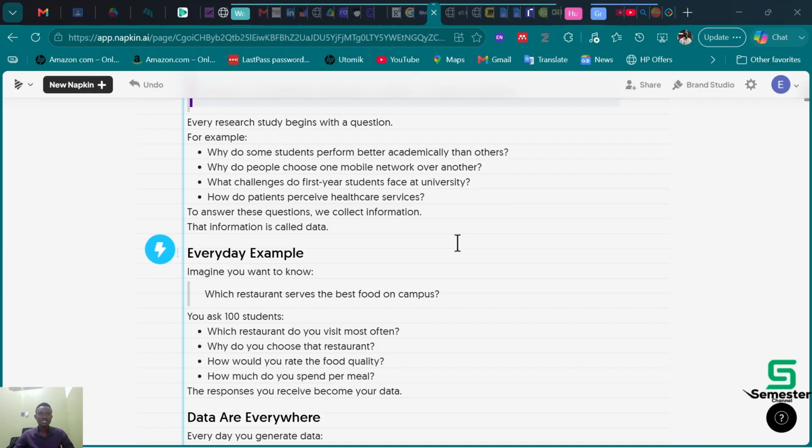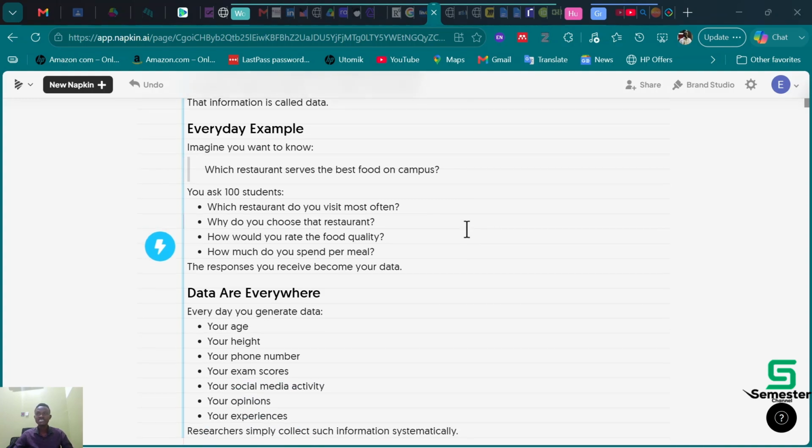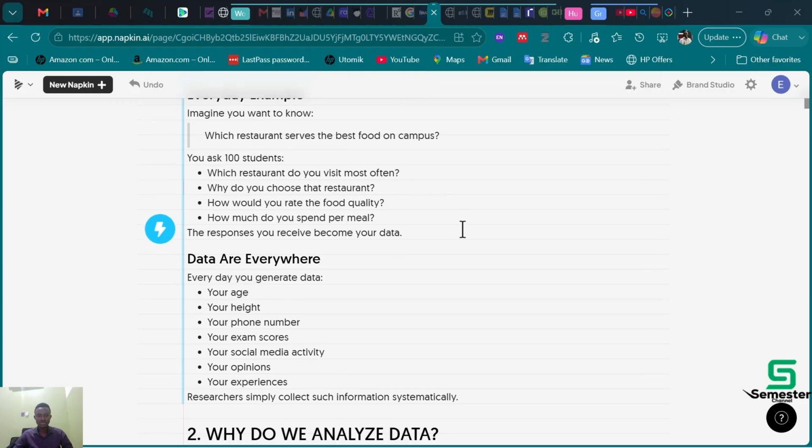So let's use an everyday example. Imagine you want to know which restaurant serves the best food on campus. What do you have to do? You know that you have to ask students. So let's say your sample size is 100 students, right? So you have to know which restaurant you visit most often. That's the question you would probably be asking these students, right? The next will be, why do you choose that particular restaurant? How would you rate the food quality? How much do you spend per meal? Now, the responses you receive then become your data. All right, so that is the cardinal thing you should know about data.